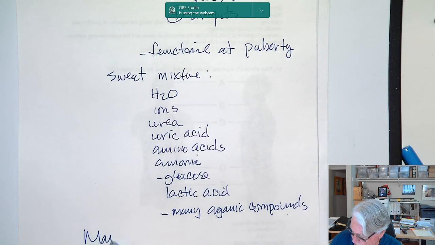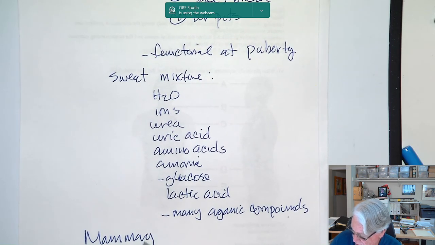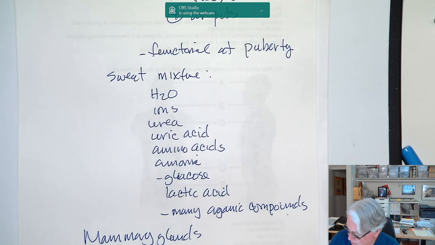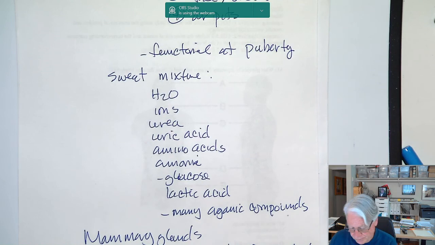Finally, mammary glands. And these are modified sudoriferous glands. Interesting. And obviously they produce milk. Okay.